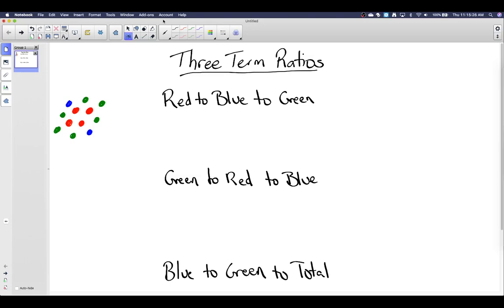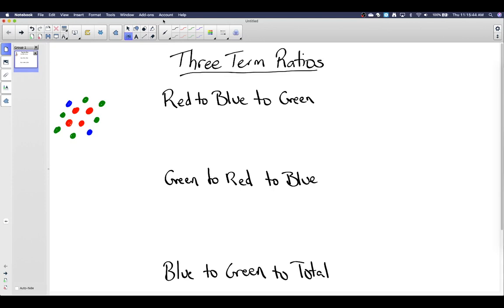Alright, this video is going to be on three-term ratios, and I'm going to extend that. I mean, we could have more than three-term ratios. We could have 4 or 5-term ratios. We can have as many terms in there as we want, so long as we have different things we can compare.